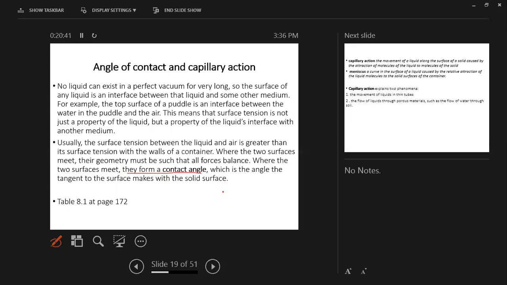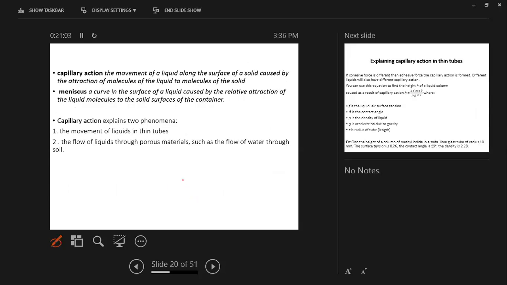Where the two surfaces meet, their geometry must be such that all forces balance. When these two surfaces meet, there is going to be an angle between them. This angle is called the contact angle, which is the angle the tangent to the surface makes with the solid surface. There's a table in your book, page 172, about this contact angle. You can check it out.